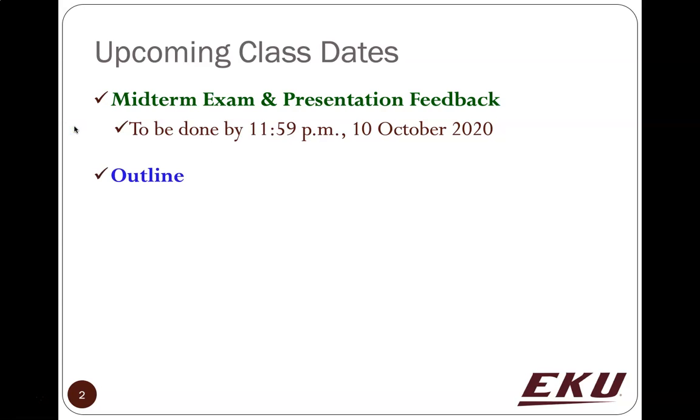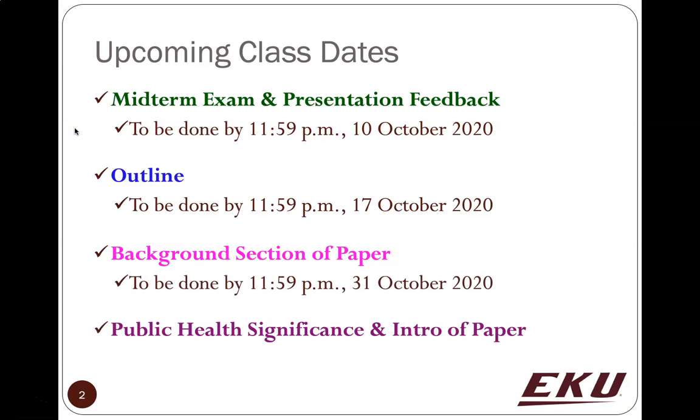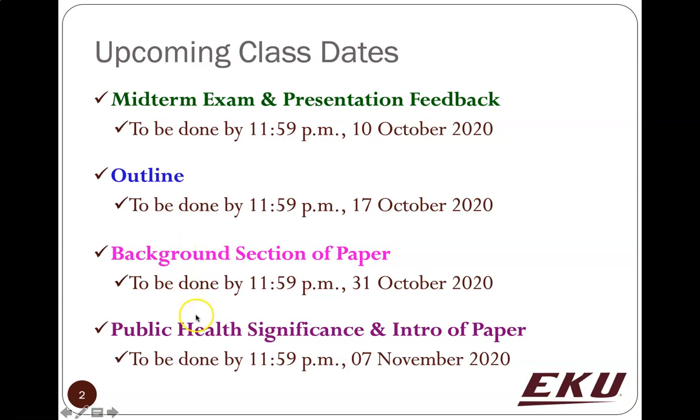An outline will be coming up here in a couple weeks. So the outline will be done by 11:59 p.m. on Saturday, October the 17th. And a few weeks after that, the background section of the paper will be due. And then probably 1 week after that, the public health significance and intro of the paper will be due. We'll be going over these latter two more in the coming weeks.